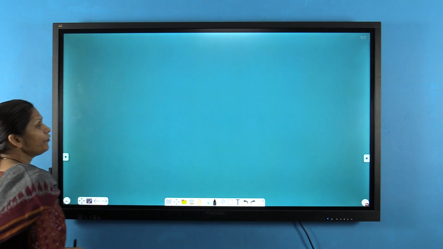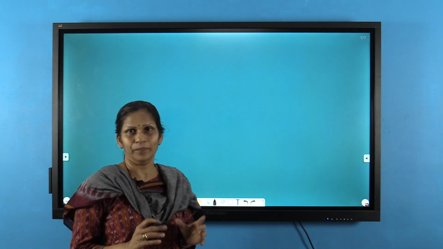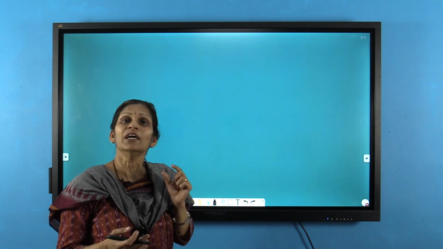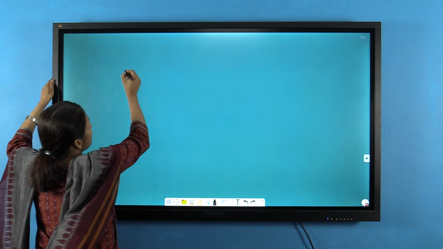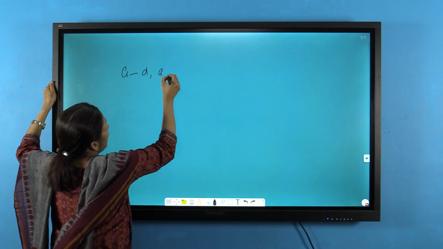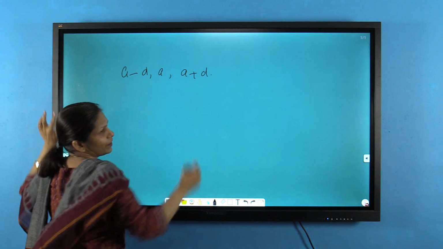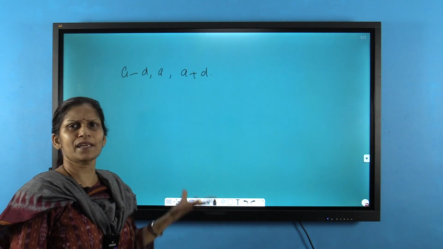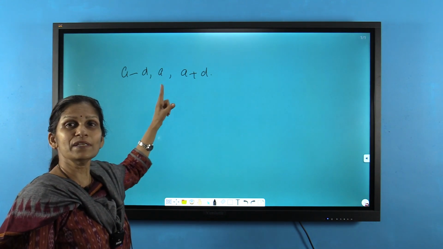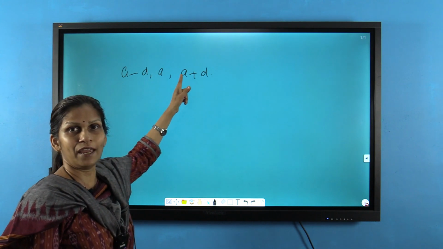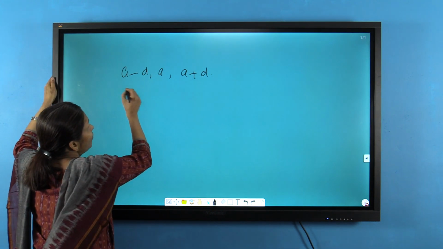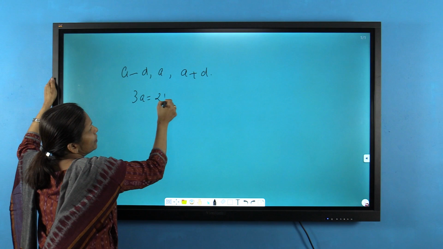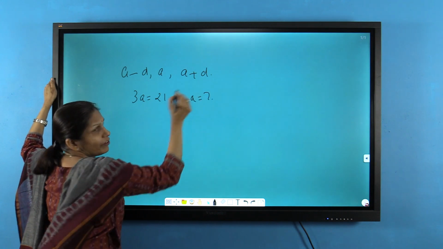Now, if you have 3 numbers in AP, and suppose their sum is given, it would be convenient if I take the 3 numbers as A minus D, A and A plus D. Suppose I am given that their sum is say 21. So, 3 numbers in AP can be written in this form, A minus D, A and A plus D. So, I would have their sum is 21. What is their sum? Isn't it 3A? That is 21, making A as 7.